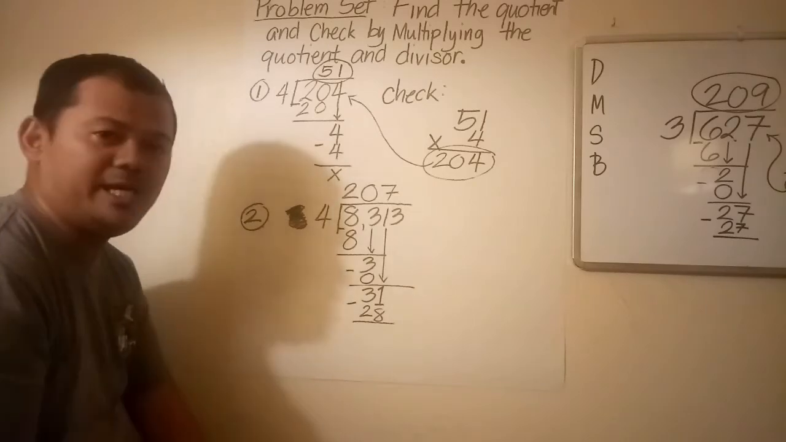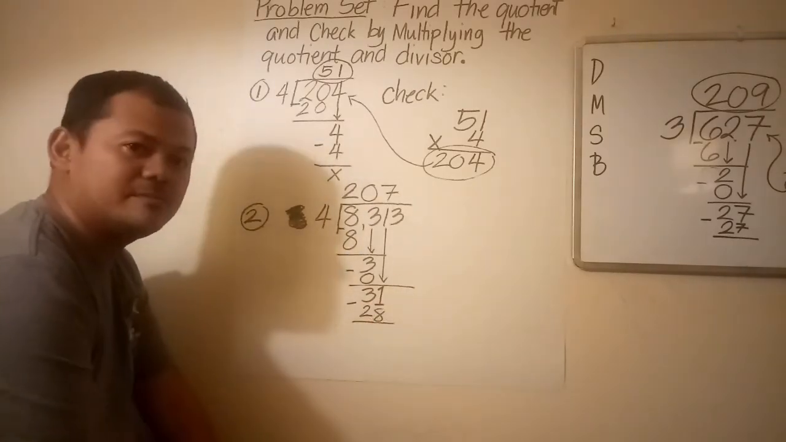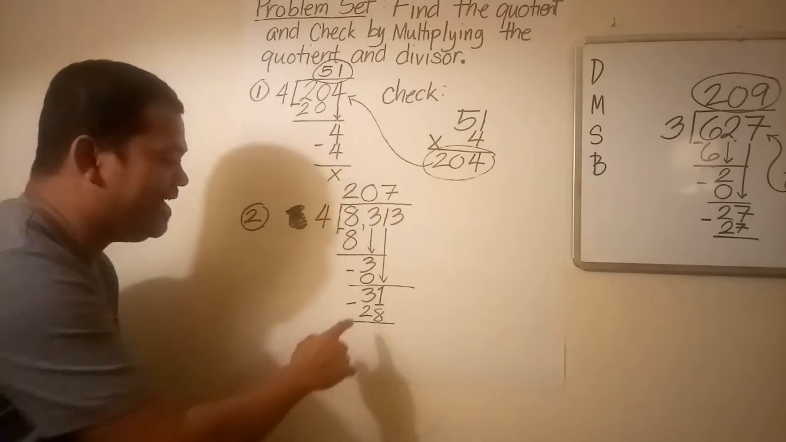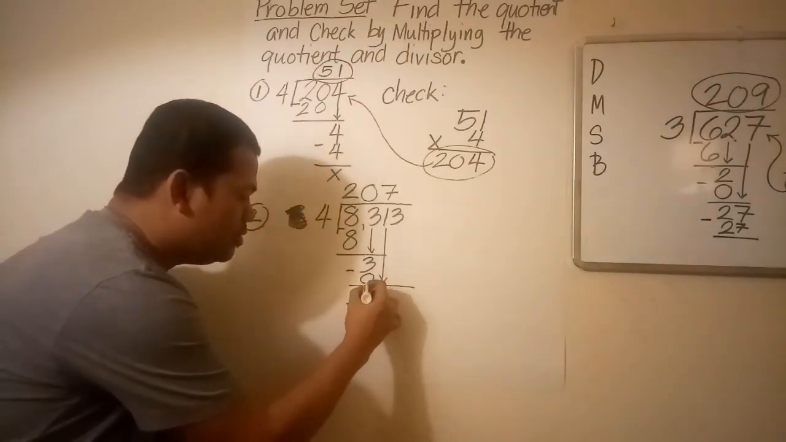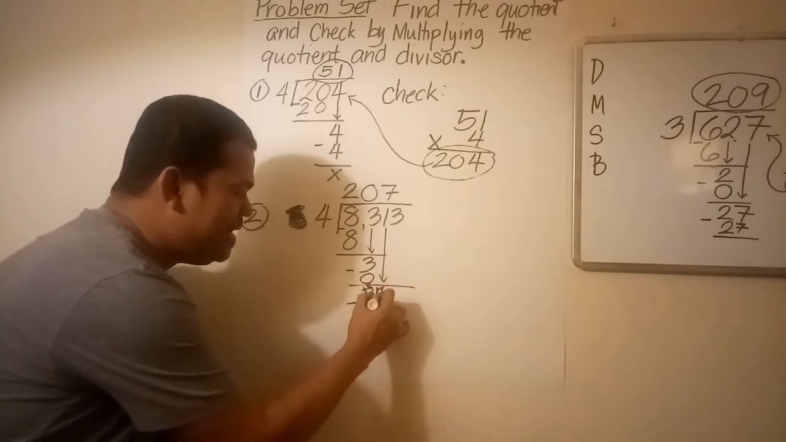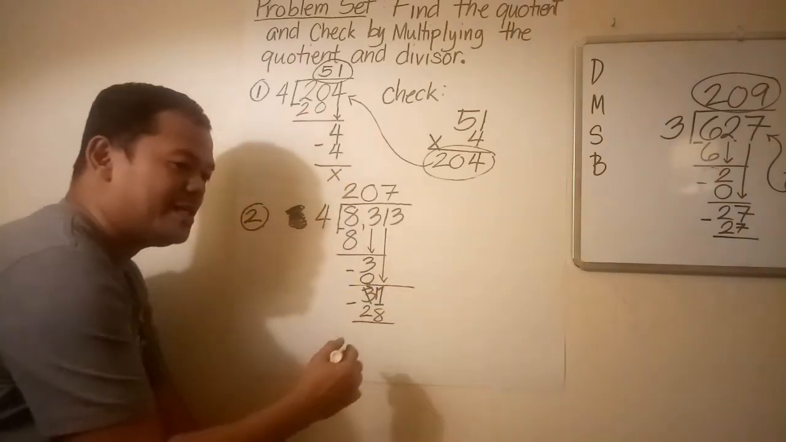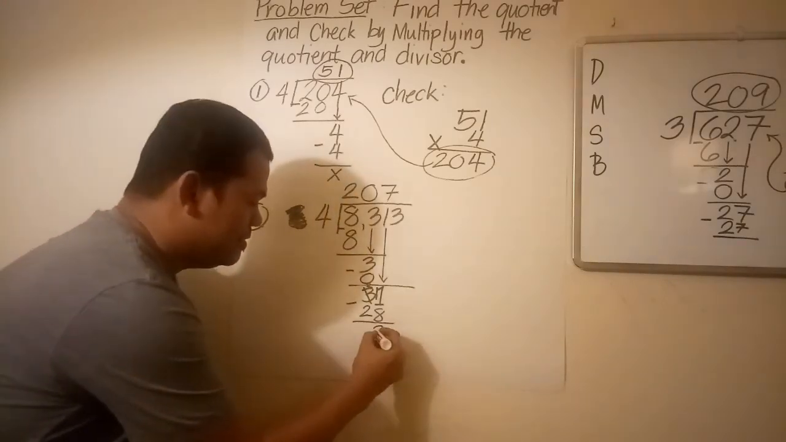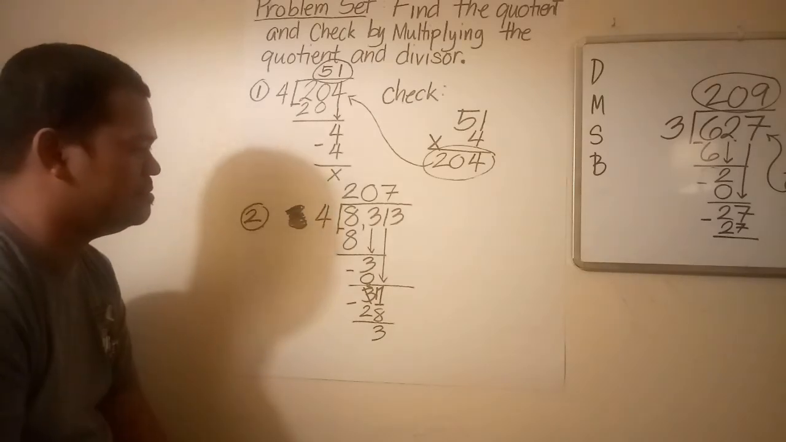31 minus 28. Okay? Now, 1 minus 8 can't be, right? We are going to borrow tens from 3. So this will become 2. This will become 11. Now, 11 minus 8, how much? 11 minus 8 is 3. Very good. 2 minus 2 is 0.